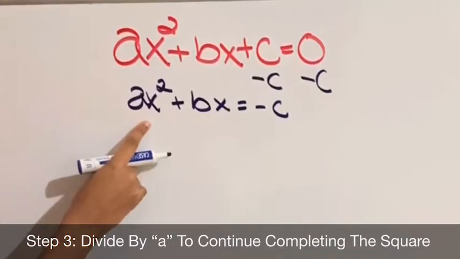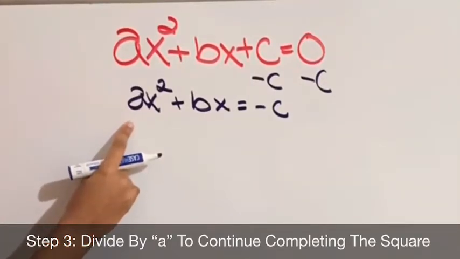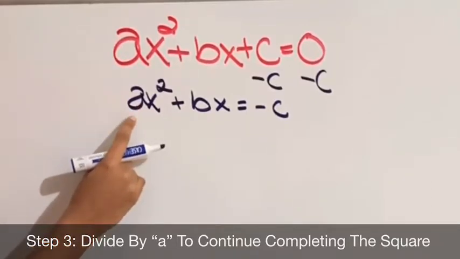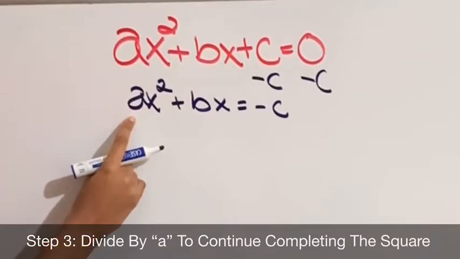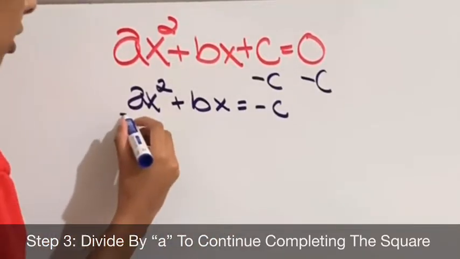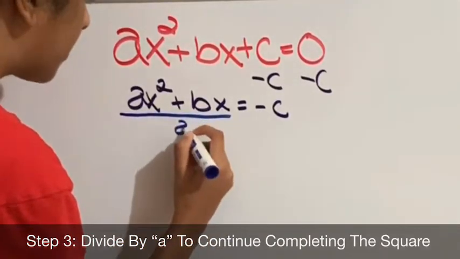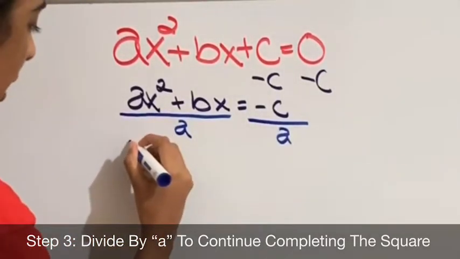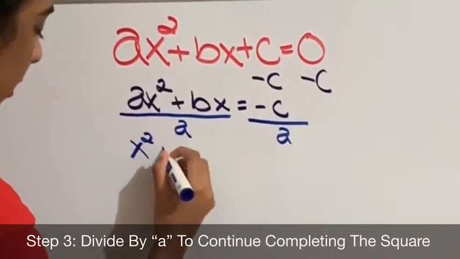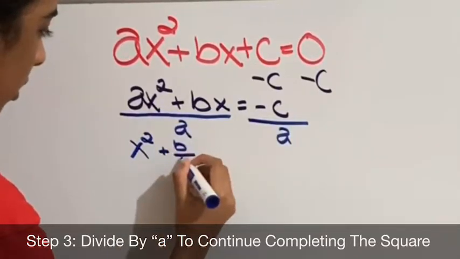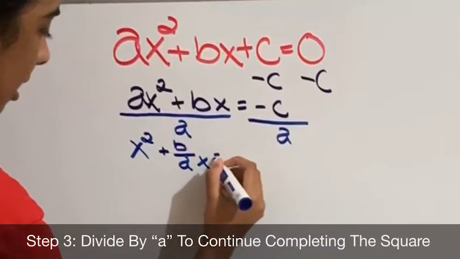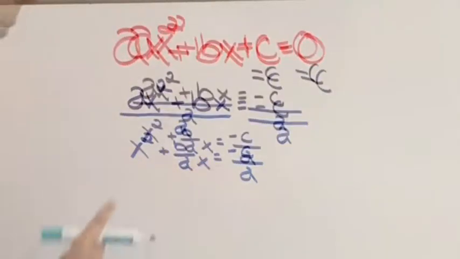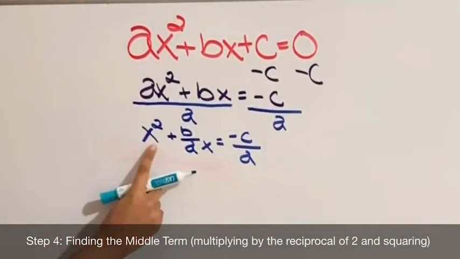We now need to look at the x squared's coefficient, which is a. The reason we are looking at a is because in order to continue completing the square, a needs to become a 1. So in our next step, we need to divide the equation by a in order to get the 1. So divide by a. A divided by a is 1, so we can write it as x squared plus b over a x equals negative c over a. So now we have 1 as the coefficient of x squared.